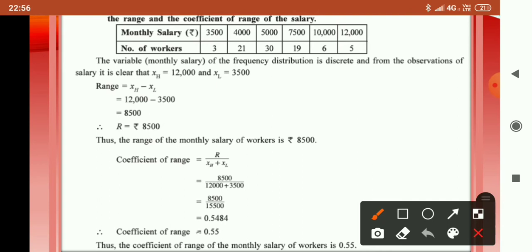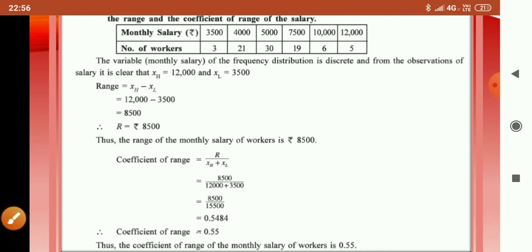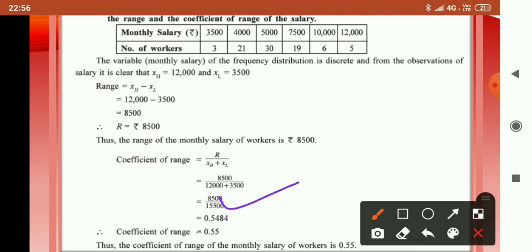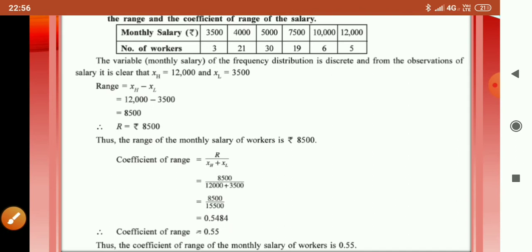Now we will find the relative range. Relative range, that is coefficient of range, equals R upon XH plus XL. So 8,500 upon 12,000 plus 3,500, that is 15,500. Here we have written it like this, 8,500 upon 15,500. If we divide this, we will get the answer 0.55. So the coefficient of range of the monthly salary of the workers is 0.55.